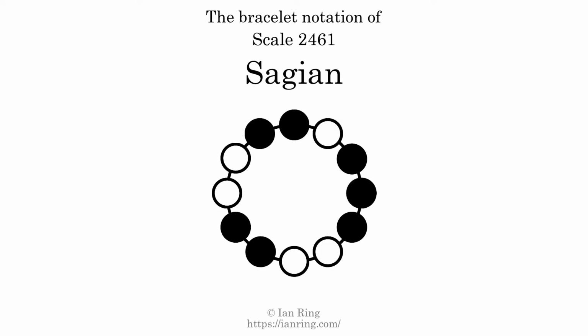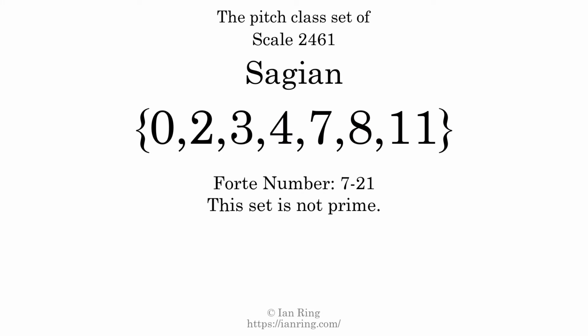This is a bracelet notation diagram of scale 2461. The shaded circles represent tones that appear in the scale, and they are read clockwise, starting at the top. The pitch class set for this scale is 0, 2, 3, 4, 7, 8, 11. The forte class is 7-21. This set is not prime.